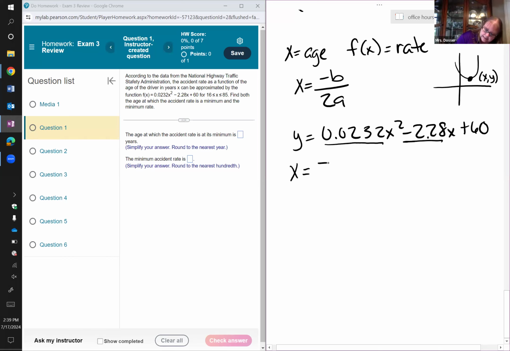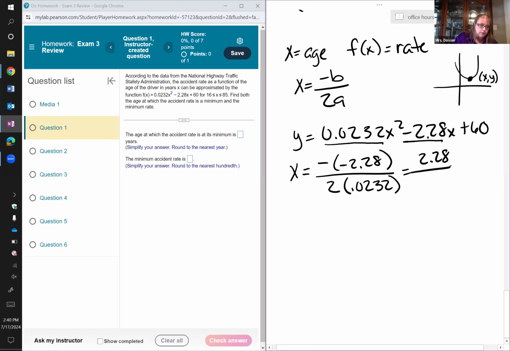So we get x = −(−2.28)/(2 × 0.0232). Simplifying, minus a negative gives us a positive 2.28 over 0.0464 when we multiply. And then dividing to simplify that, we get 49.14. That's going to tell us the x value, the age at which the accident rate is a minimum. And notice over here in MyMathLab, it does want us to round to the nearest year, so we're going to round that to 49 years.